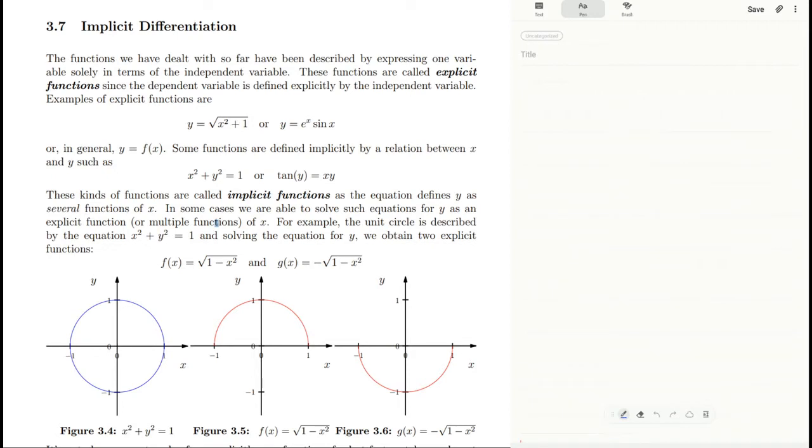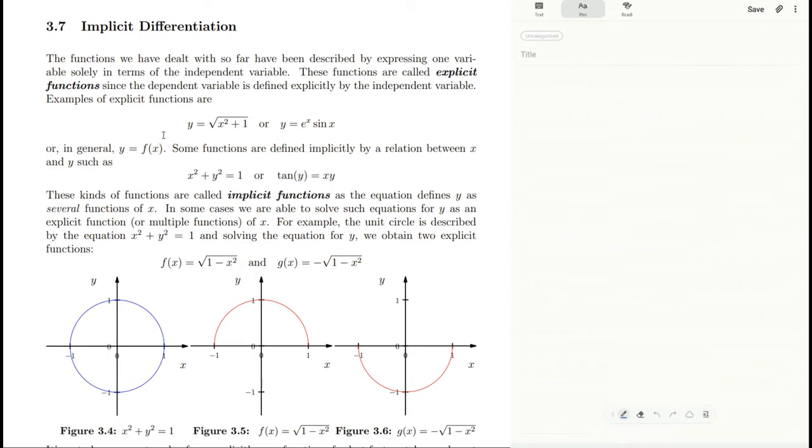So the functions that we have dealt with so far are called explicit functions, since the dependent variable is defined explicitly by the independent variable. So for example, we have y equals the root of x squared plus 1, or y is equal to e to the x times the sine of x, or more generally, we have y is equal to f of x. So y is solely in terms of the independent variable x.